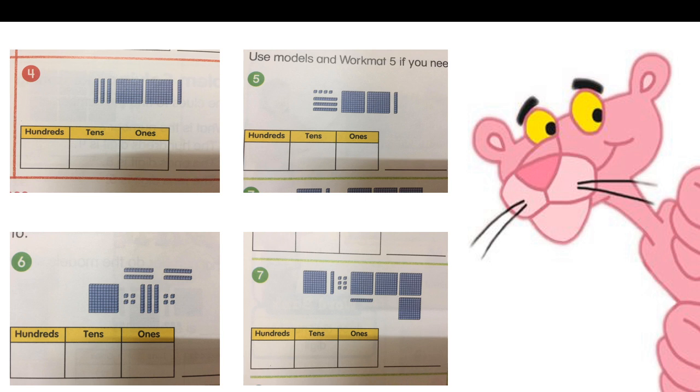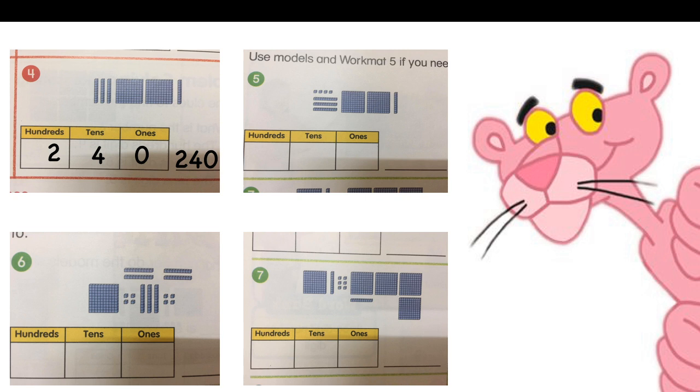Oh, number 4 is still on the same page. Let's do it. How many ones do you have? 0. None. No ones. So we put 0 in the box. How many tens? 4. How many hundreds? 2. What's the number? 240. Let's do number 5 on the next page.